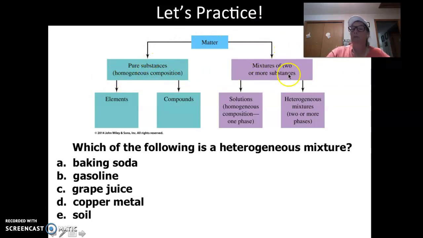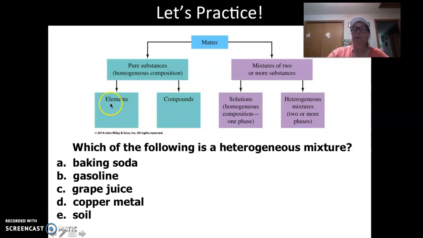If it's over here in a mixture, it can be well mixed or not so well mixed. So it can be homogeneous or heterogeneous. But if you're on this side, it's always homogeneous. And there's two pure substances. There's elements and there's compounds. Elements are on the periodic table. If you combine elements, you know, to make a new substance, that would be a compound.